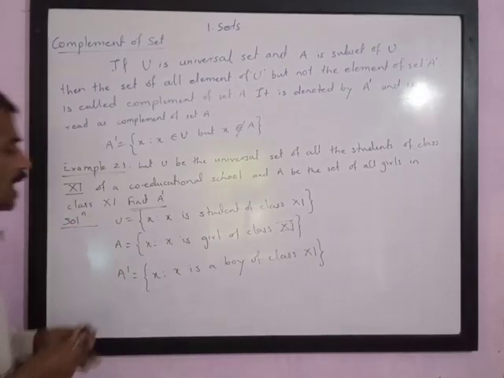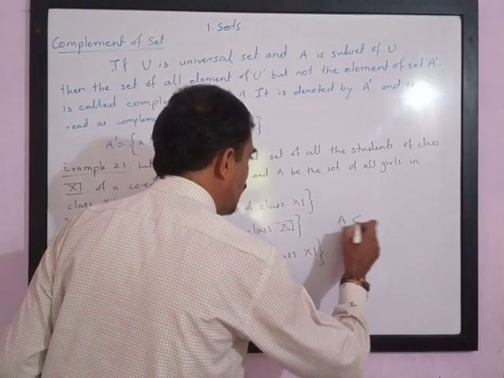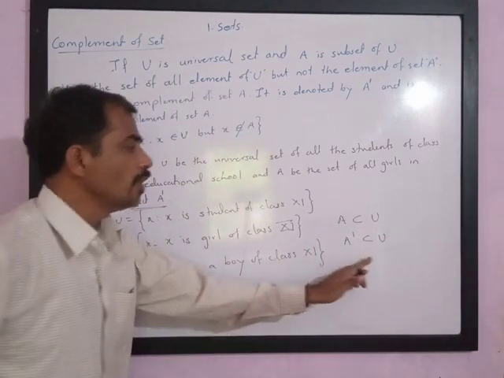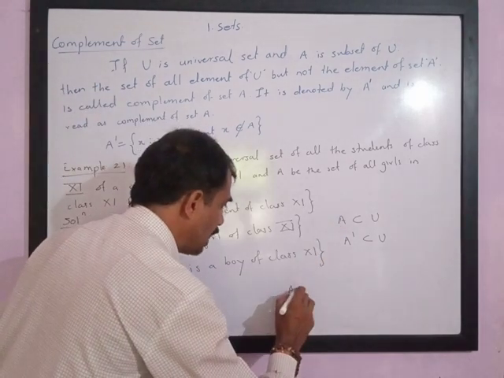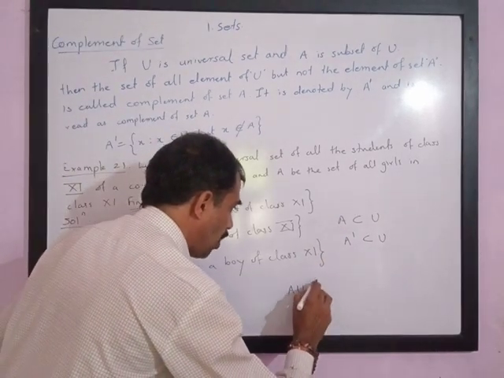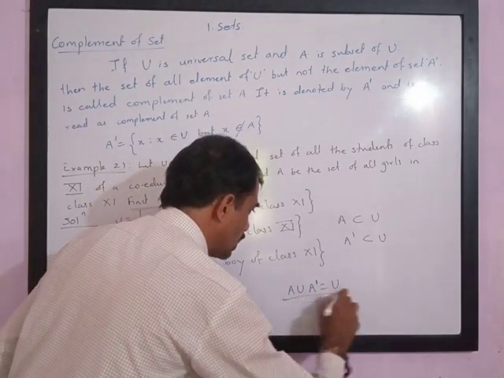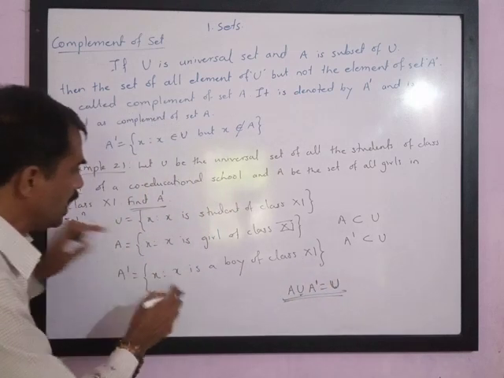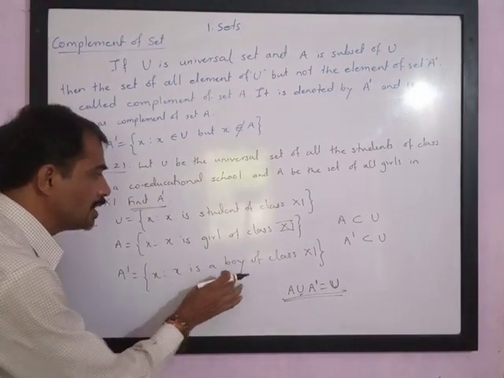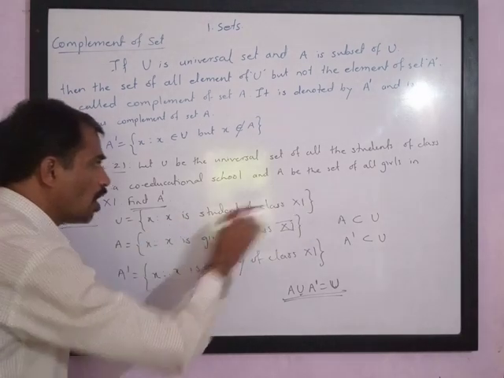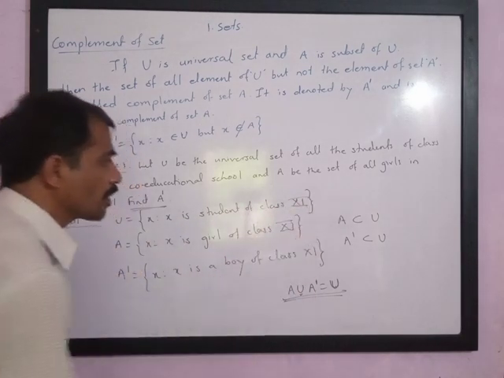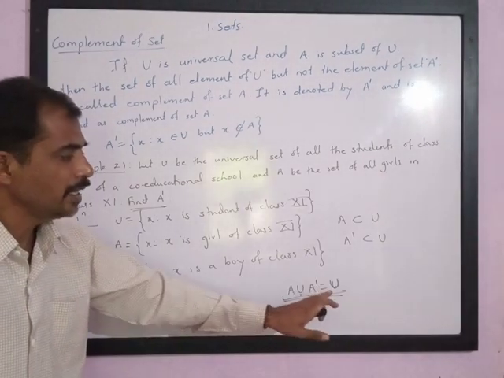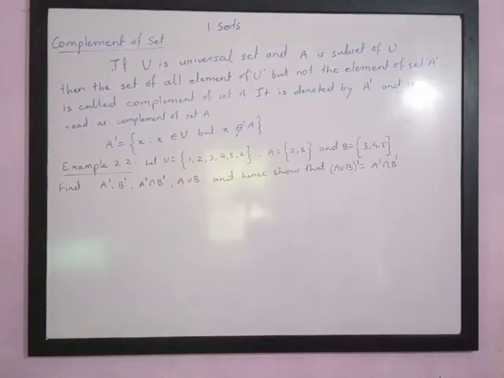From this we understand that A is a subset of the universal set, A's complement is also a subset of the universal set, and A union A complement is equal to the universal set. Please note this is the union symbol and this is the universal set. Here X is a girl and here X is a boy, which together make the total students of class 11. So A union A complement is equal to the universal set.